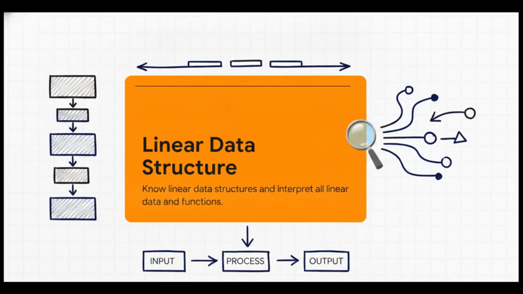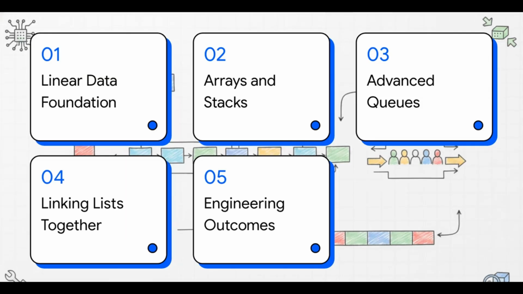So let's define exactly what we're building today. A linear data structure is essentially your foundational framework for organizing data. And our core objective for this explainer is pretty straightforward. We want to truly know linear data structures and be able to interpret all linear data and functions. The absolutely crucial point here is that we're not just memorizing textbook definitions, right? We're gaining the actual ability to manipulate the very framework of data itself. Okay, let's dive into this.